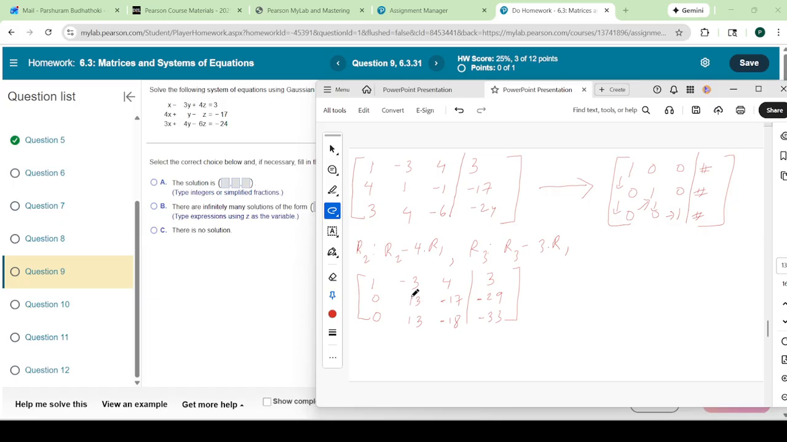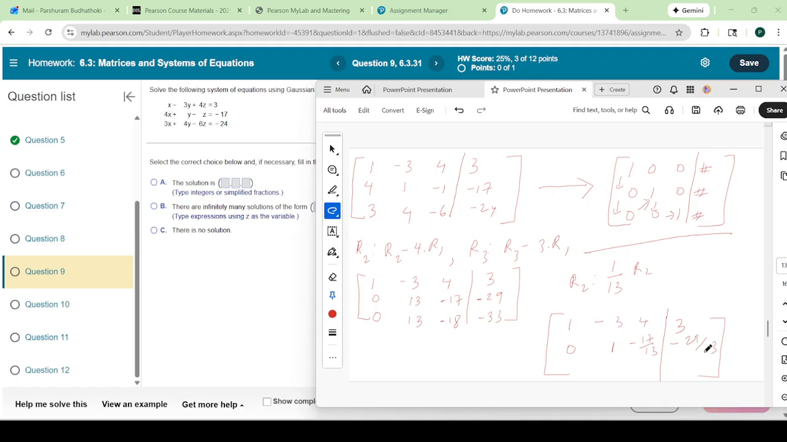How can we do that? By dividing everything by 13. So let's do that. Change row 2: divide row 2 by 13. By doing that, row 1 would be fixed, that's the same thing. Row 2 would be 1, negative 17 over 13, negative 29 over 13.